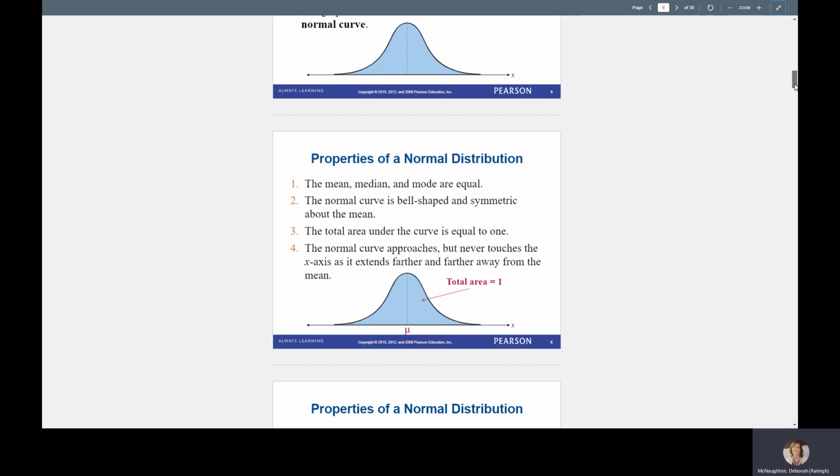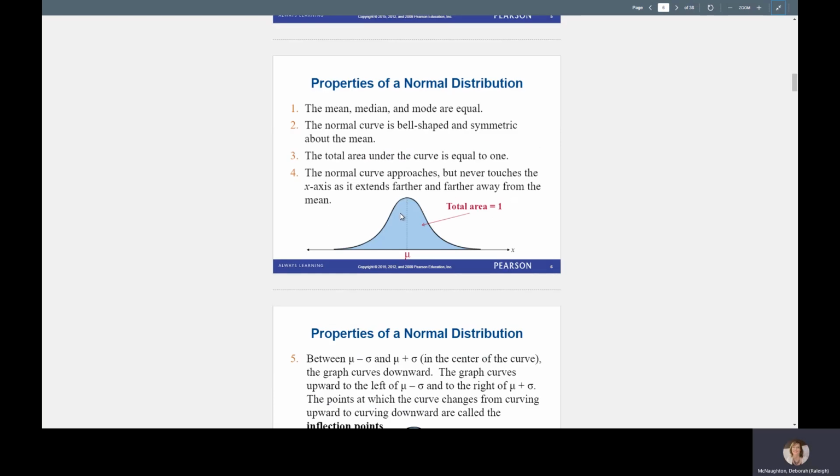Okay, so what happens with this, you'll notice it is symmetric. And because it's symmetric, the mean, median, and mode are all equal. So it's showing us here at this highest point, this is the mean. This is also the median, and this is also the mode. So mean, median, and mode are all equal. It's bell-shaped and symmetric about the mean. The total area under the curve is equal to 1. And the area under the curve represents the probability.